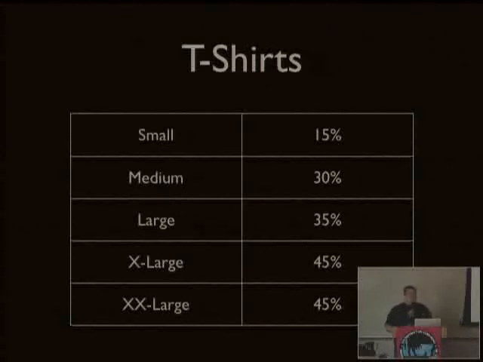T-shirts. You don't have to do T-shirts at your event. But if you want to do T-shirts, this is a chart that we've kind of developed over the years for the Pittsburgh Perl Workshop. So we have sizes on the left side and percentage of your total registration on the right side. For example, if we have 100 people that we know are coming to our event, we're going to order 15 shirts that are small. We're going to order 30 shirts that are medium, 35 shirts that are large, 45 extra large, and 45 extra large. If you do that math, you're going to see that we ordered more than 100 shirts.